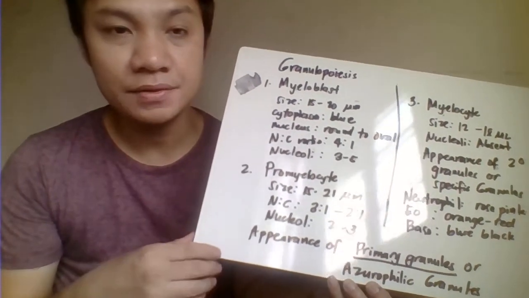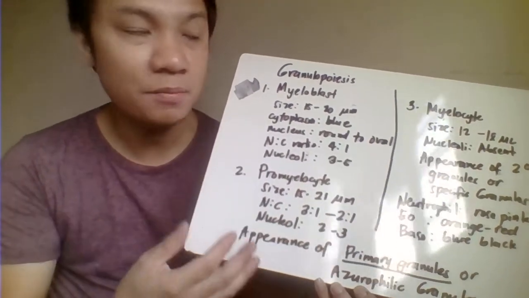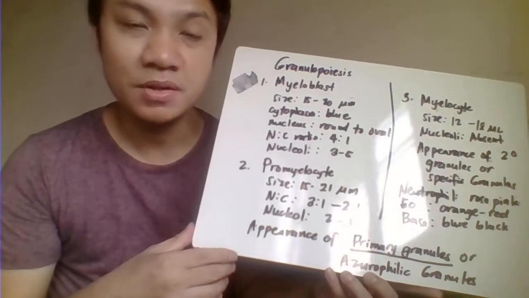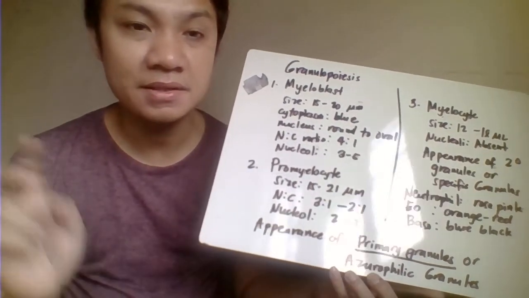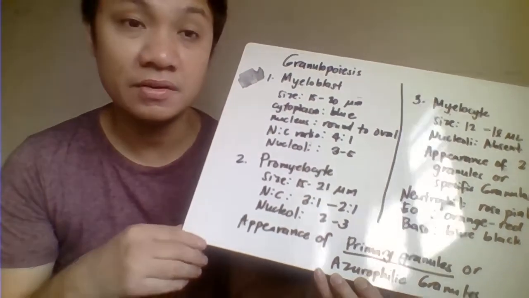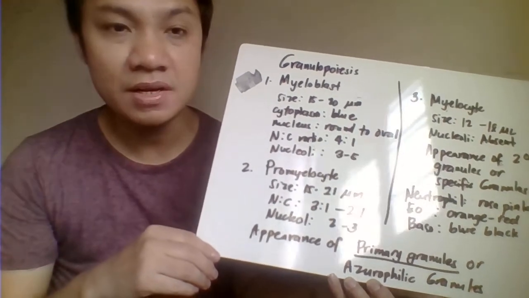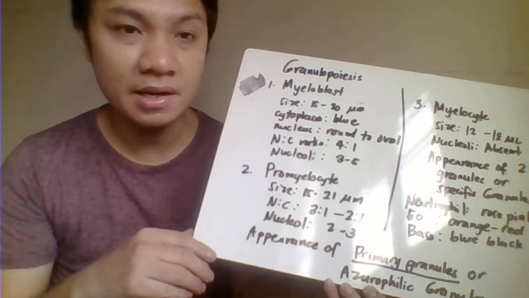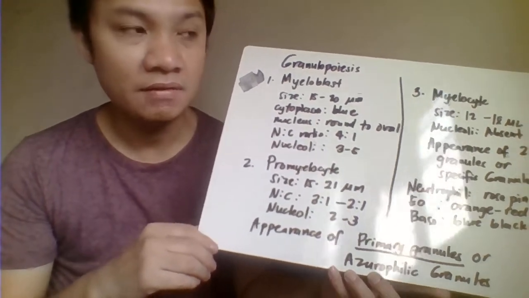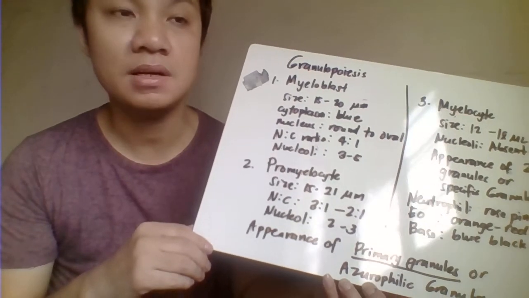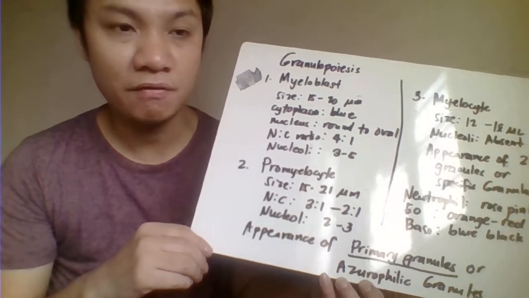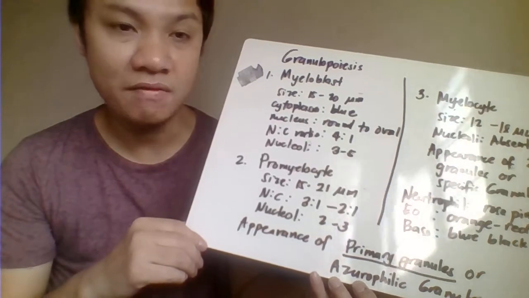Granulopoiesis speaks about the production of your granulocytes: basophil, neutrophil, and then your eosinophils. First we have the myeloblast. This is the earliest stage. It measures 15 to 20 micrometers in diameter, with a nucleocytoplasmic ratio of 4:1, and the presence of 3 to 5 nucleoli.